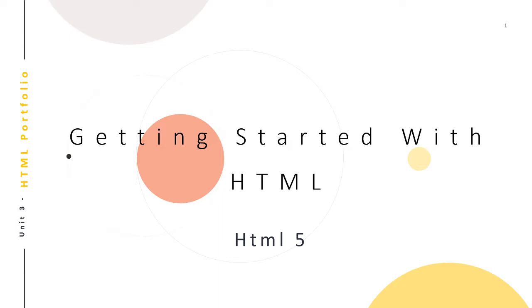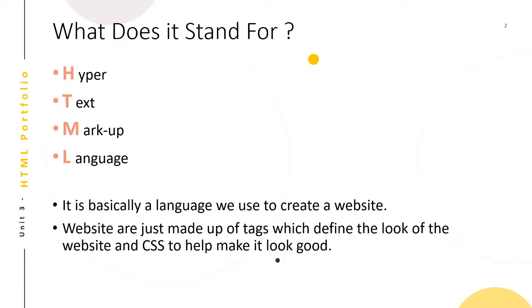So what we're going to do is start looking at HTML. Before you can create anything to do with the e-portfolio, you need to know what HTML is. HTML stands for Hypertext Markup Language. It's basically a language we use to create websites. Websites are just made up of tags. We're going to look at tags in a second. All tags do is tell the browser what to do with the content that you're including. The content means your text, your images, your audio files, things like that.